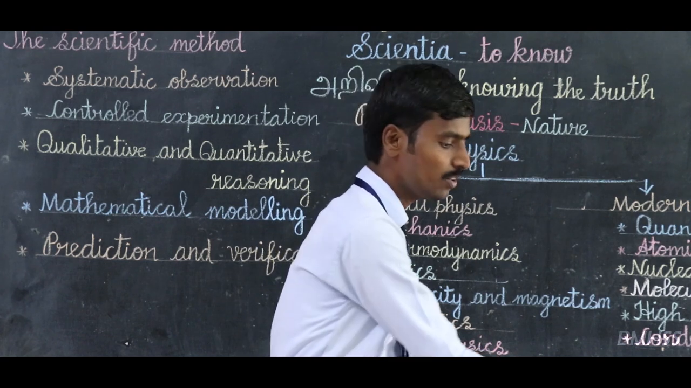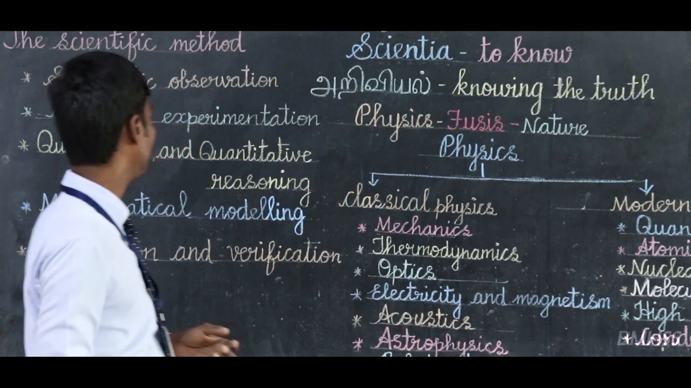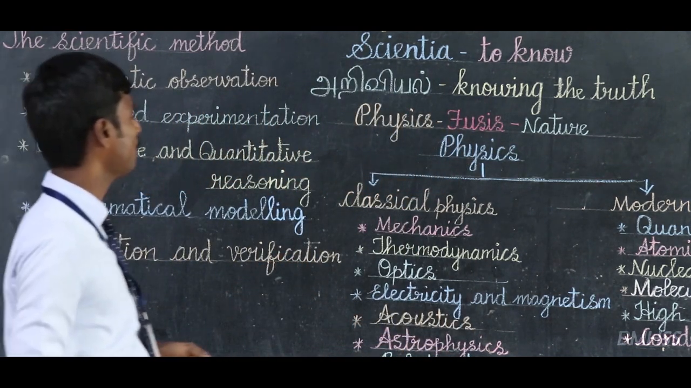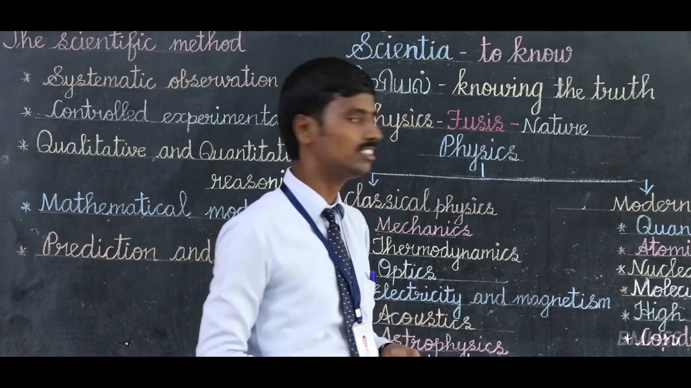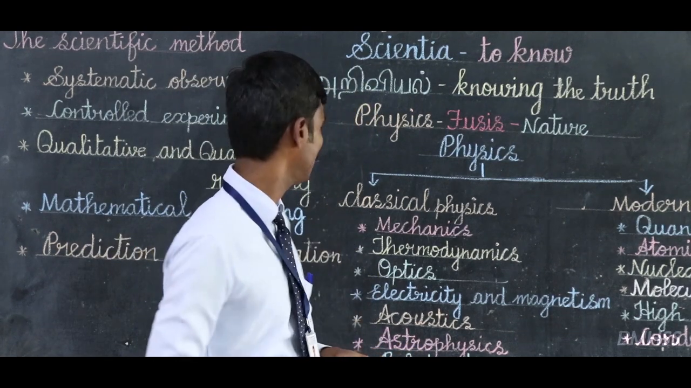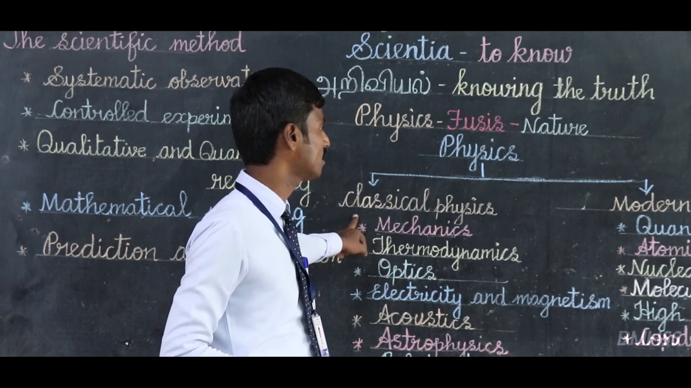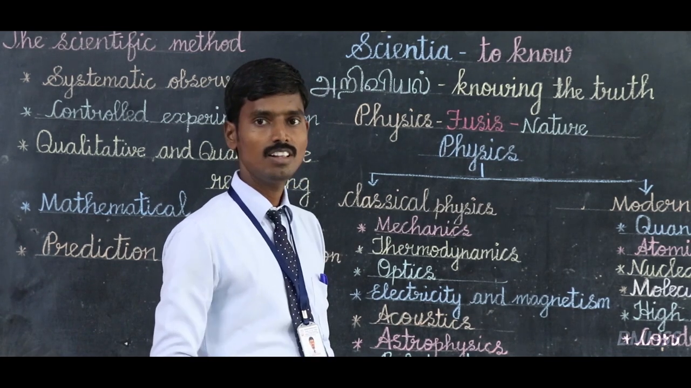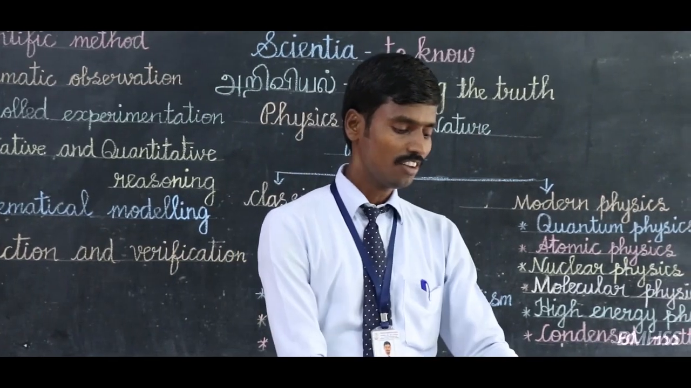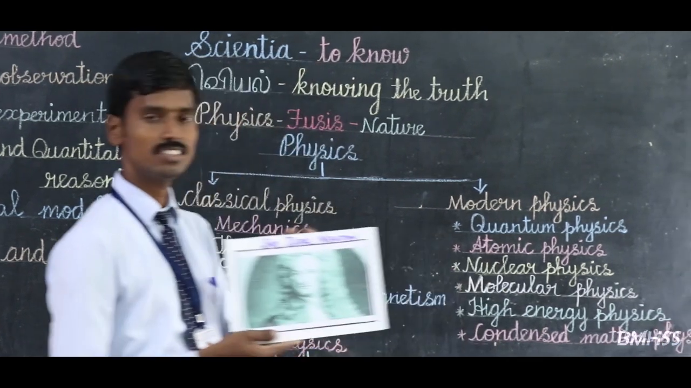Next, branches of physics. Physics is classified into two major branches. The first is classical physics and the next is modern physics. The father of classical physics is Sir Isaac Newton.